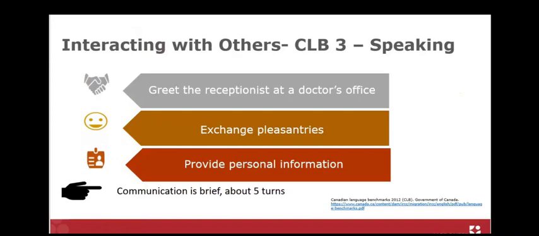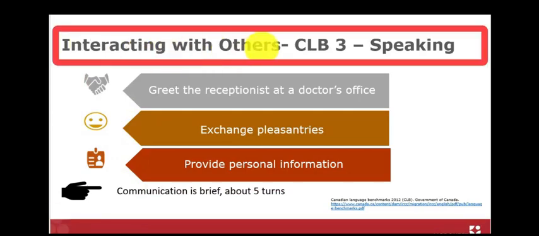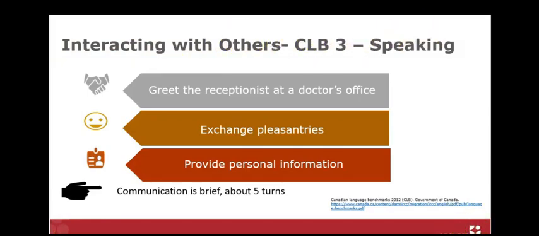Let's start with the first example, focused on interacting with others. At CLB3 Speaking, learners practice initiating and responding to simple social exchanges. A task could involve greeting a receptionist at a doctor's office, engaging in small talk, and providing basic personal information like a healthcare card number. Communication is brief, about 5 turns, just enough to cover pleasantries and essential details. This task helps learners build confidence in handling everyday conversations in various settings.